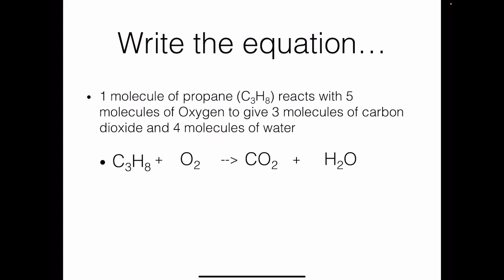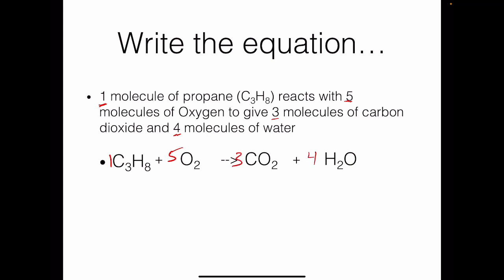But now we have these molecule pieces in here that we have to represent. So that tells us how many of each of these molecules are reacting in this specific balanced equation. So that means we have 1 molecule of propane, 5 molecules of oxygen, 3 molecules of carbon dioxide, and 4 molecules of water.